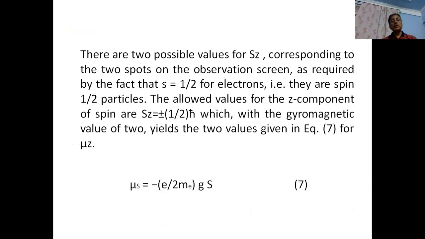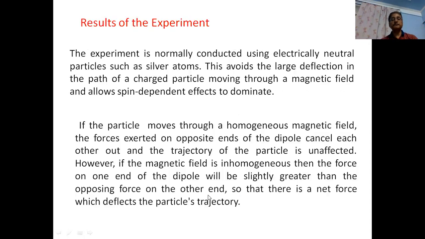Now, there are two possible values of Sz corresponding to two spots on the observation screen, as required by the fact that S is equal to half for the electron. That is, they are spin half particles. The allowed values of the Z component of spin are plus minus half h cross, which with gyromagnetic value of 2 yields the two values given in equation 7 for mu Z. I again quote equation 7 over here. Mu S is equal to minus e by twice me times gS.